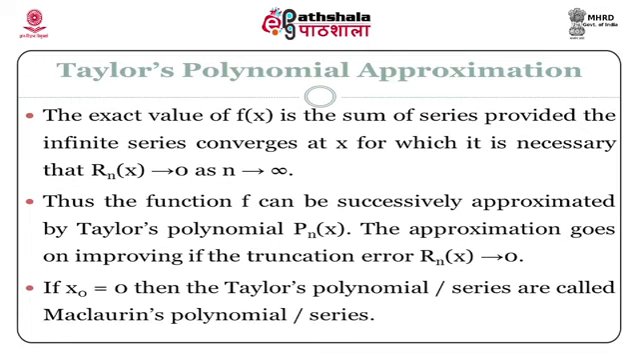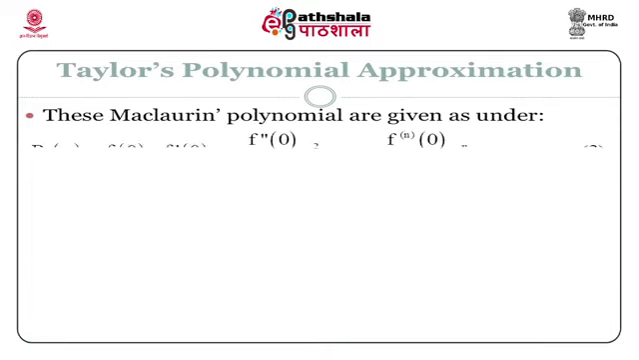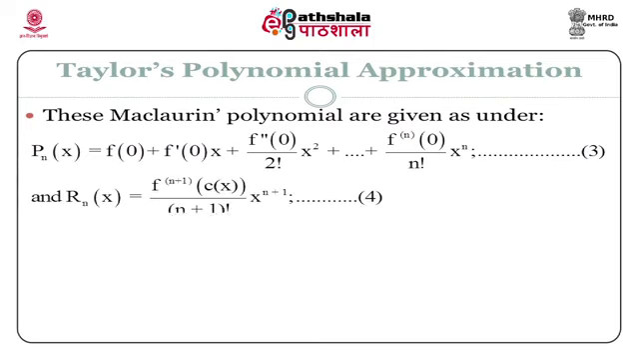If x0 is equal to 0, then the Taylor polynomial or series are called Maclaurin's polynomial or series. So, the Taylor polynomial at x0 equal to 0 is the Maclaurin polynomial for f, and the same is the case for the series. These Maclaurin polynomials are given as under. So, P_n(x) will be f(0) + f'(0) x + f''(0)/2! x^2, and go on summing up to the nth term, that is f^(n)(0)/n! x^n.